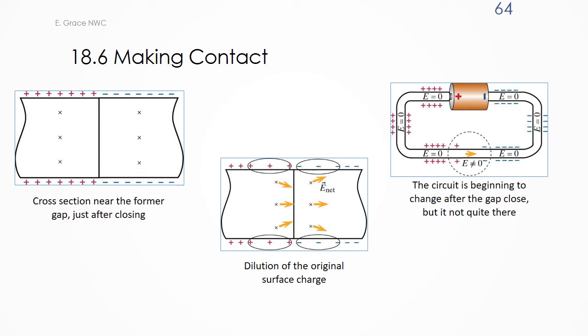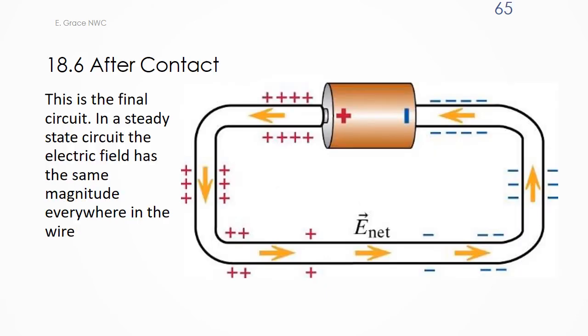So now things can move, and you'll still have a zero electric field everywhere on the wire except right at the gap. So you'll have your one non-zero electric field right at the point of contact. By the way, this happens really, really fast. And then after contact, very quickly, you've got a steady state circuit. So now you've got the same field, assuming the wires are made of the same stuff, with the same magnitude everywhere along the wires. So now your electrons are just chugging along.